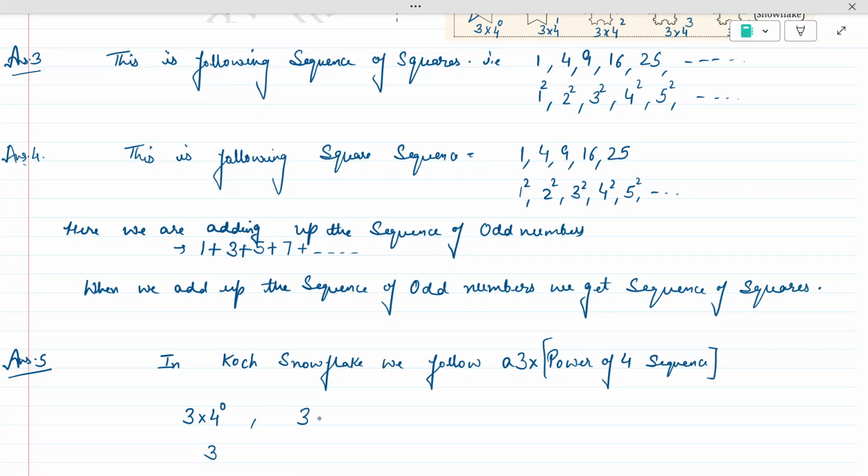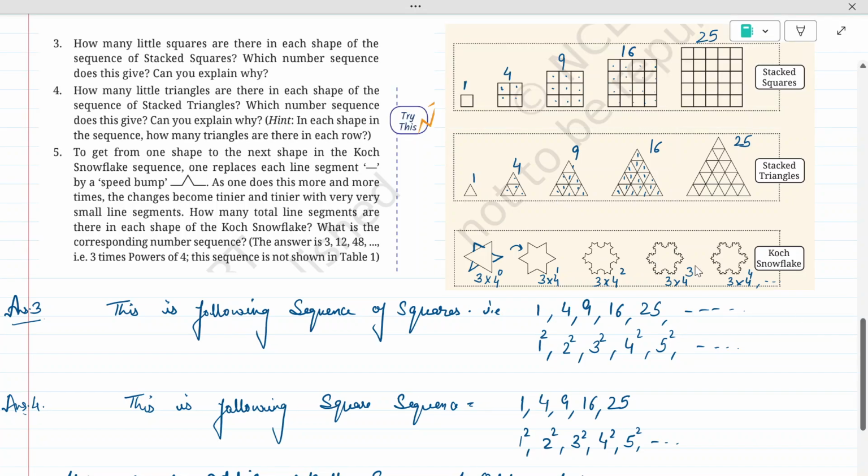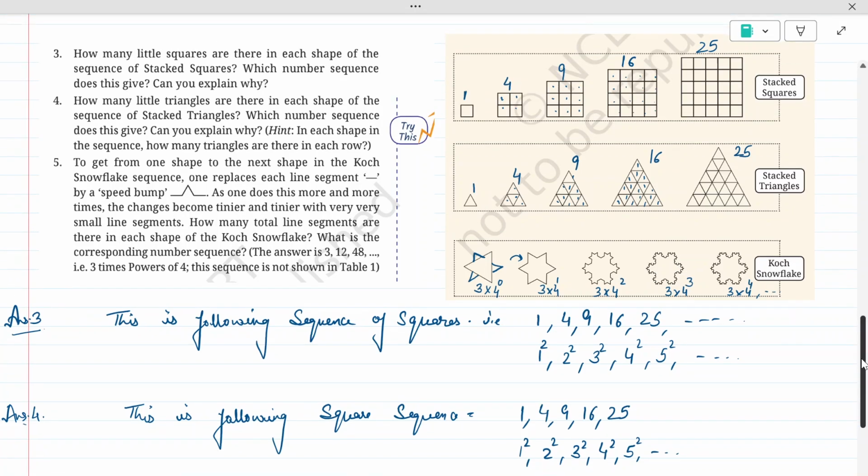The next number is 3 multiplied by 4 raised to the power 1, which will give us 12. So in the next figure we will have 12 sides. Then we have 3 multiplied by 4 raised to the power 2, which is 48. And this will go on. This is how we get the Koch snowflake sequence, and these sides become tinier and tinier. Alright, I hope this is clear.